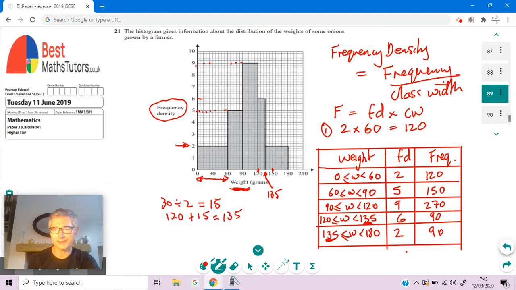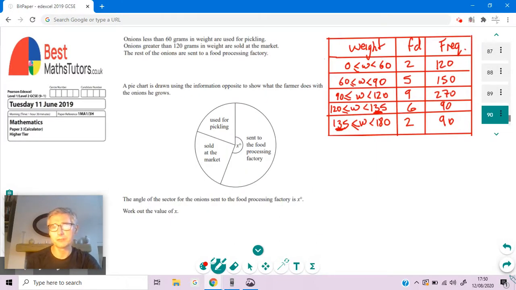So now what that tells us is how many onions are actually in the category, first of all, 0 to 60. So we're going to use this information then when we look at the pie chart in the next bit. So now I've copied the frequency table from the histogram over to this page, which has got the pie chart on it. And what we're going to try and do is work out this angle x, which is the angle on the pie chart representing the onions that are sent to the food processing factory.